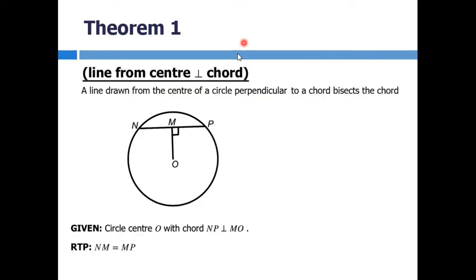So basically what would be happening is we'll land up that NM is equal to MP. And the reason you use for that is this thing that they've got in brackets. Line from center perpendicular to chord. Okay, that's the reason that you would use.